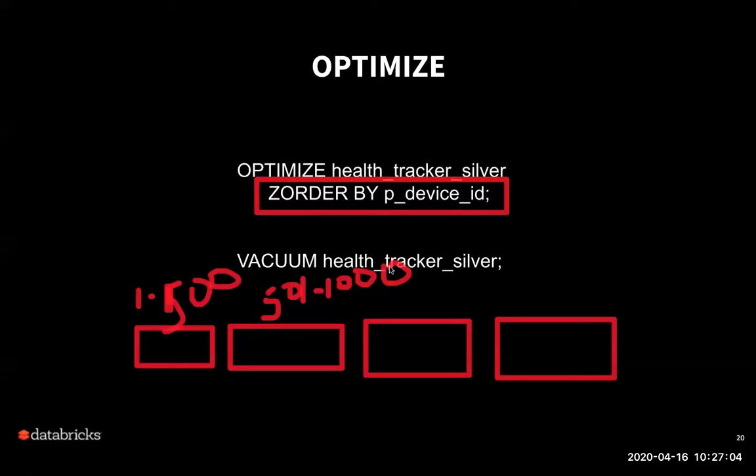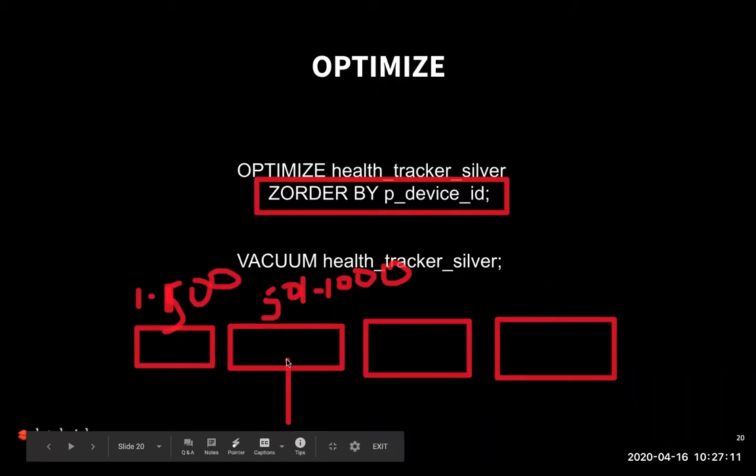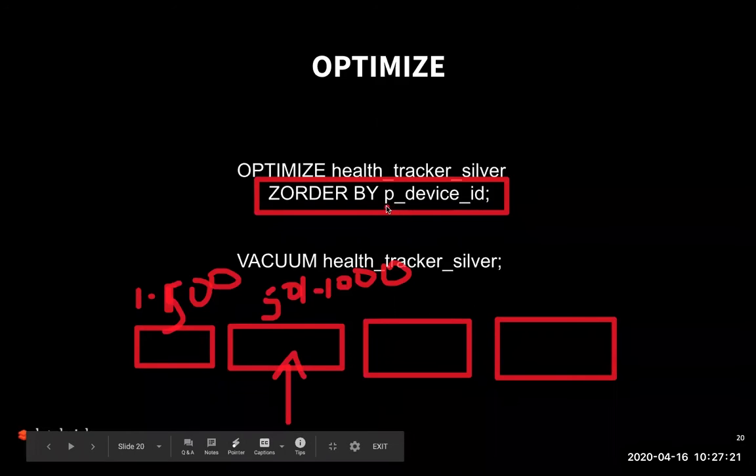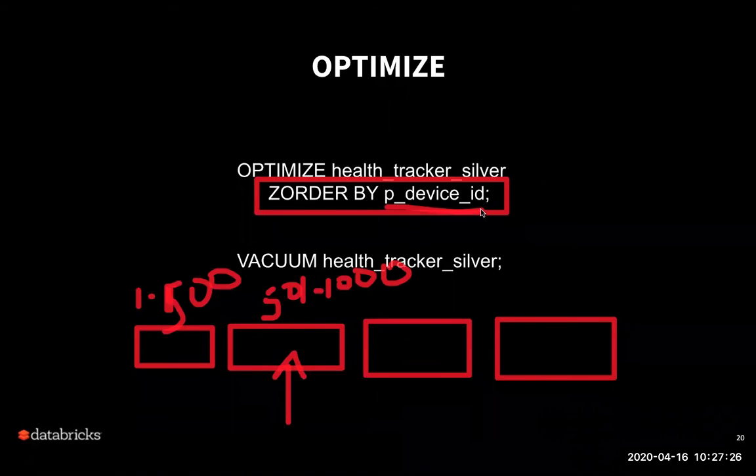Very poor drawing. You'll have to forgive me. Some of the devices might be in this file and so on, so that if I'm querying for a specific device ID, I only need to read the files that have information about that device ID. So it's an alternative to partitioning, and it works really well when I am only interested in a subset of the data and I've got lots of unique values. And this is a feature that's added to Delta on Databricks, and it is really, really powerful.